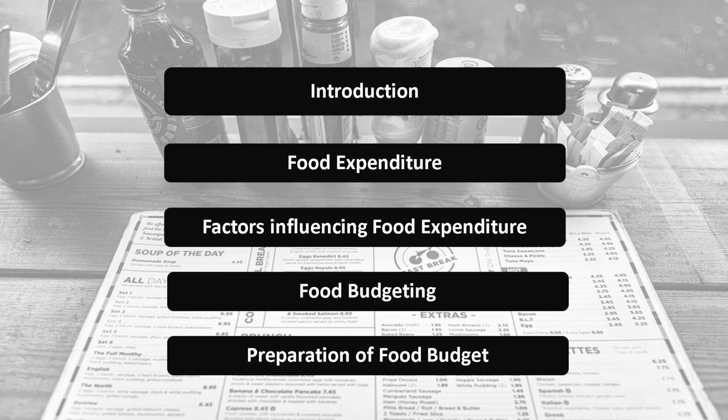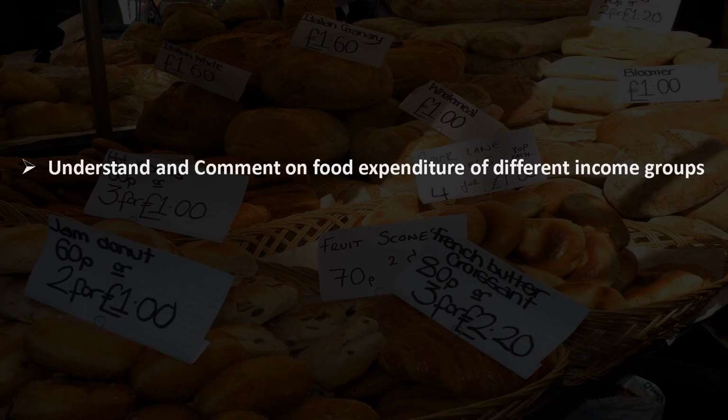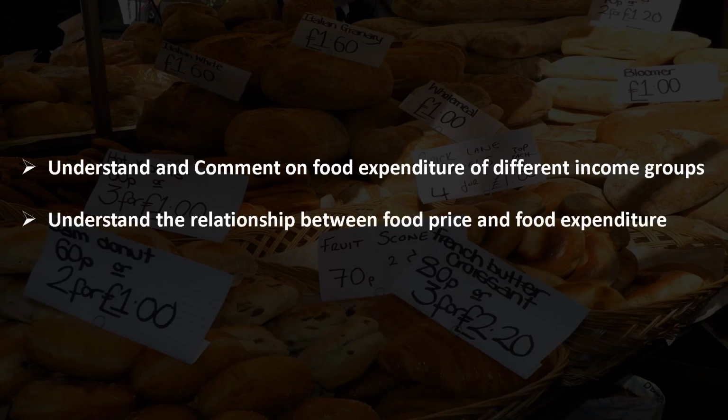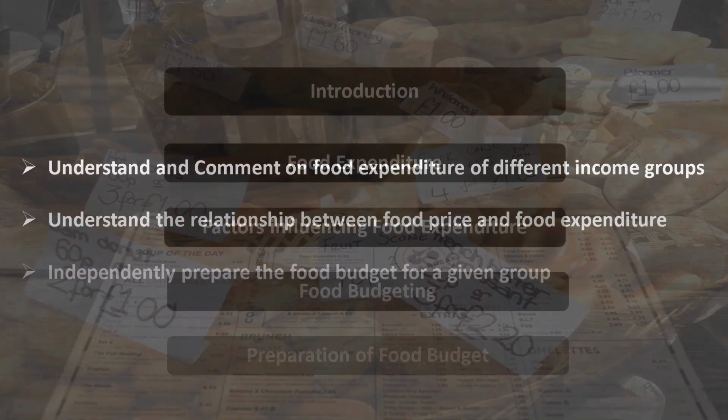Now let's understand what the learning outcome will be, what all you are going to learn after going through today's lecture. So you will understand how people belonging to different income groups spend their money. You will also understand the relationship between food price and food expenditure. And in the end, you will be confident enough to independently prepare the food budget for a given income group.